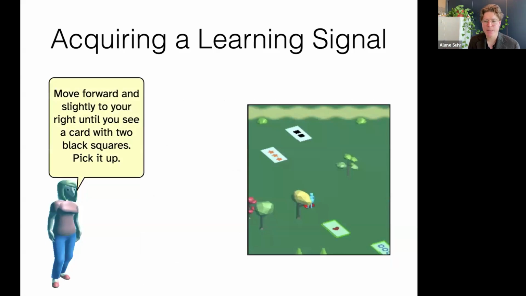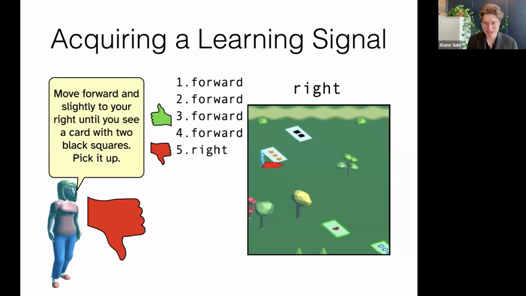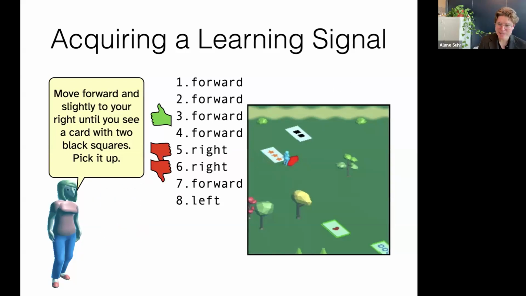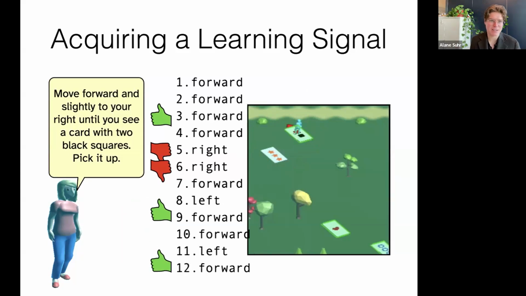So just to illustrate this a little bit, let's say as the leader, I said, move forward and slightly to your right until you see a card with two black squares, pick it up. And then my follower starts their turn and they start moving towards the orange, sort of towards the black squares. So I give it some good feedback, but now it's gotten a little too close and is now facing the orange stars. So I'm going to give it some negative feedback. But then it diverts, avoids this orange star card and heads towards the target card. And then at the very end, once it's selected the correct card, it gets positive feedback.